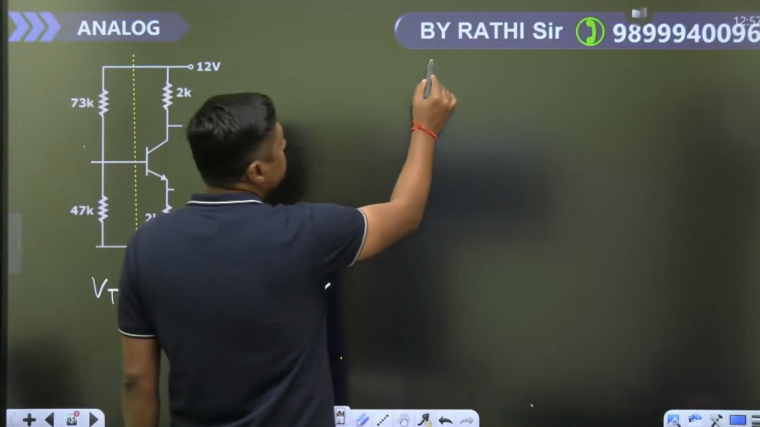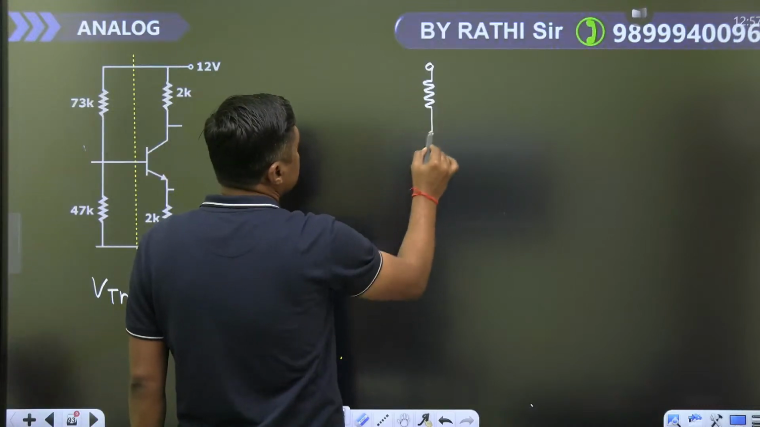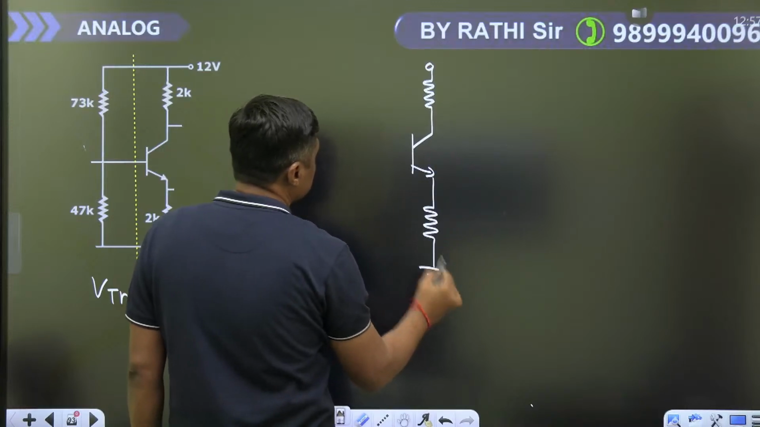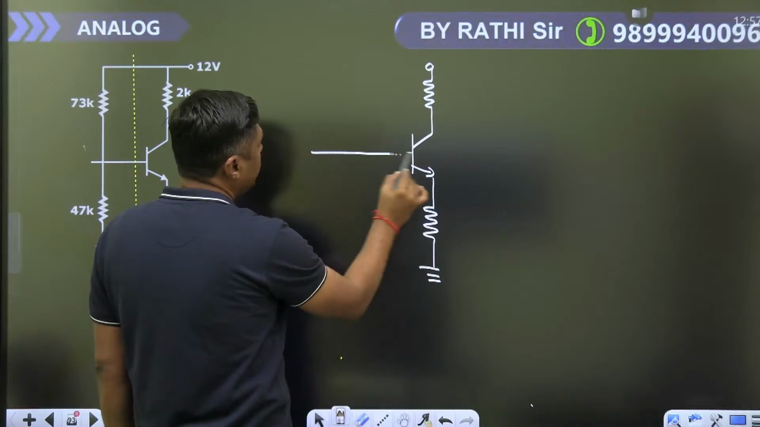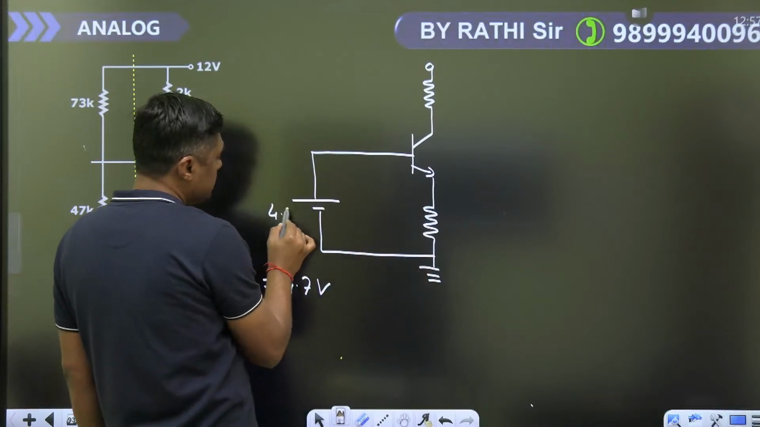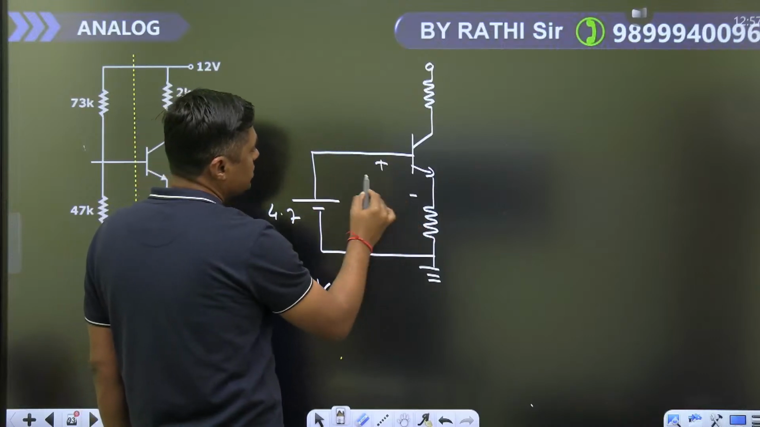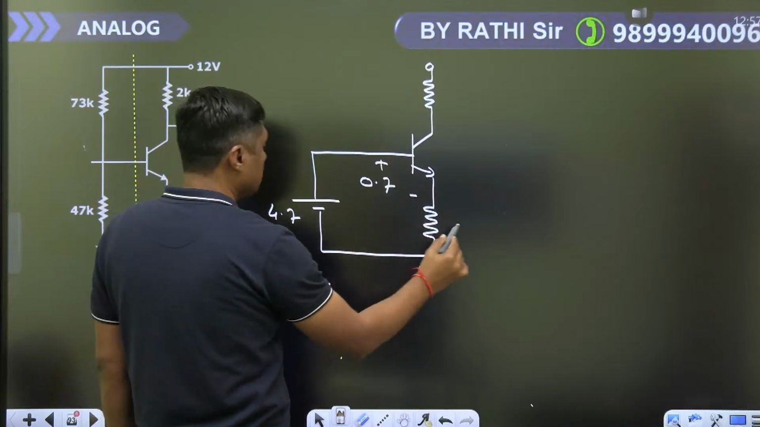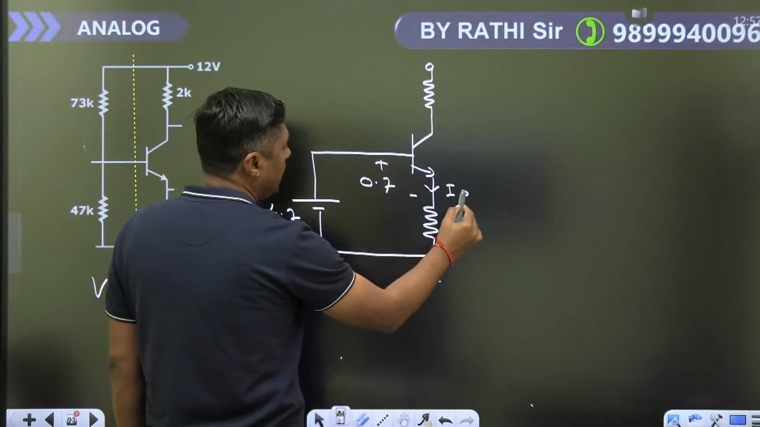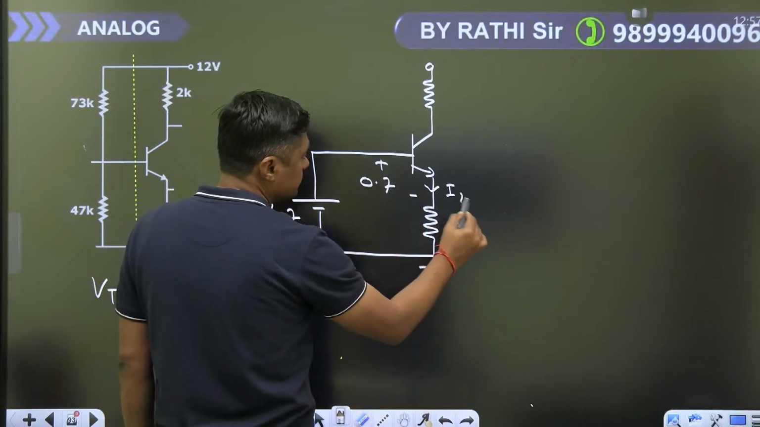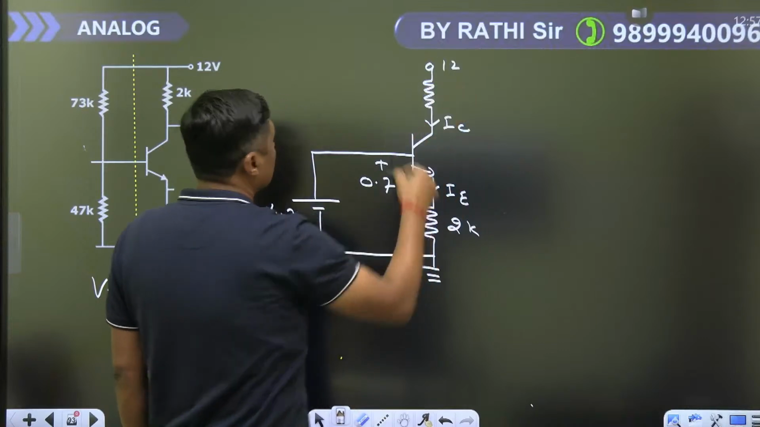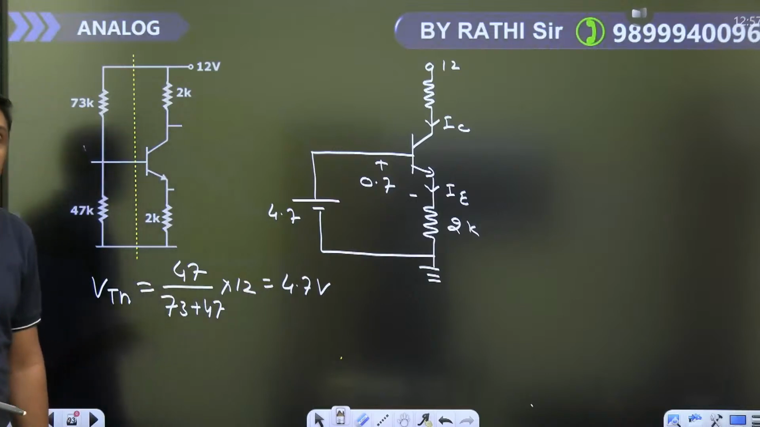Then no need to find the RTH. 4.7. What is the voltage at this point? 0.7. And what is the value? 2 kilo. Now you can find the I. I and IC are the same. What is the value of the I?